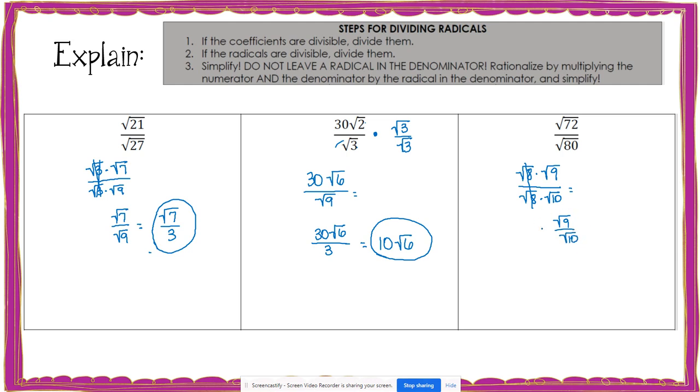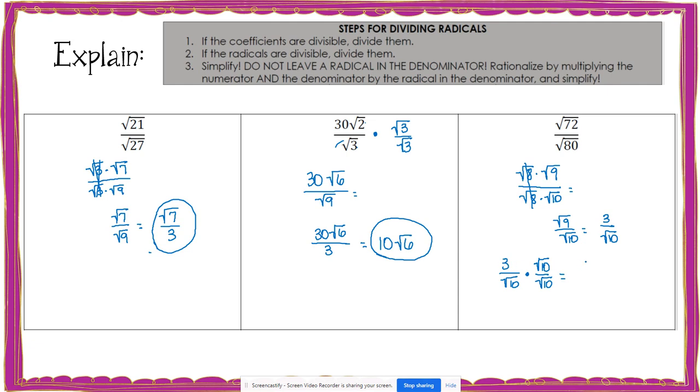Well, the square root of 9 also can be simplified since 9 is a perfect square. The square root of 9 is 3, and now we have 3 over the square root of 10. Now this is almost simplified. However, the square root of 10 cannot be left in the denominator because we can never have a radical in the denominator. So to fix that, I'm going to take 3 over the square root of 10, and I'm going to multiply by my square root of 10. So I'm going to multiply by the square root of 10 over the square root of 10.